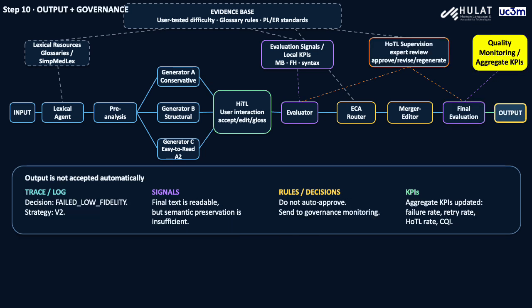Finally, the process includes explicit governance. The system records how many times it fails, how many times it enters retry mode, how many times human supervision is required, and how overall quality evolves. Each failure is logged and can be used to adjust rules, thresholds, prompts, or lexical resources.